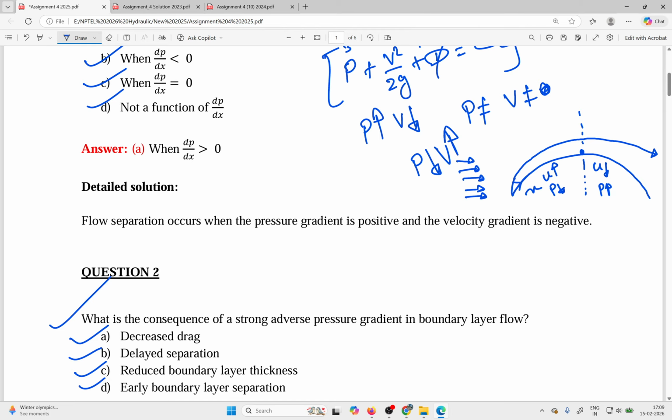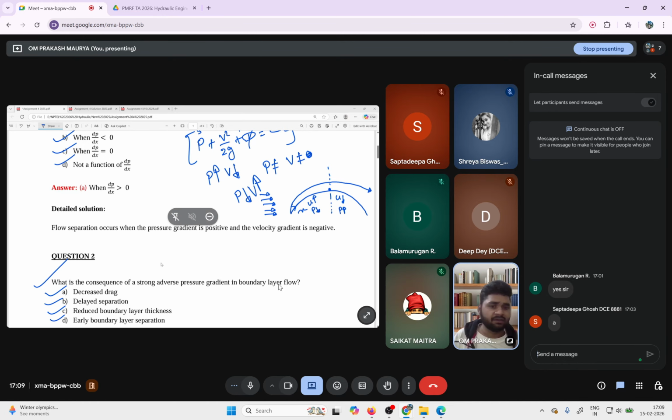So you have 4 options. Just think on that. What will be the reason? Very important question, everyone just think on that. The strong adverse pressure gradient in the boundary layer flow. Here the adverse pressure gradient means the pressure gradient is greater than 0. Whatever I was discussing in the first question, the same thing applies here.